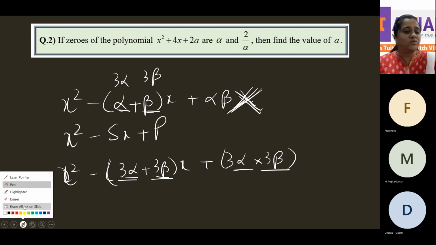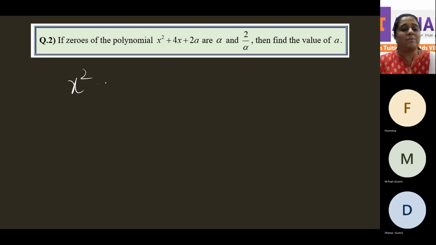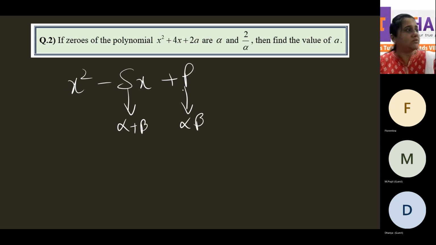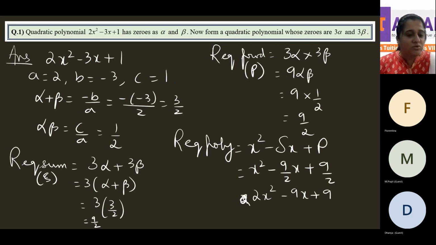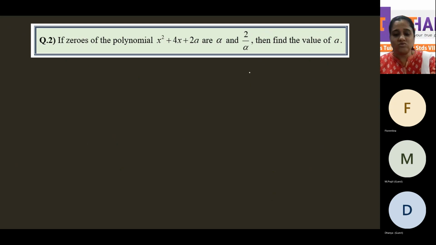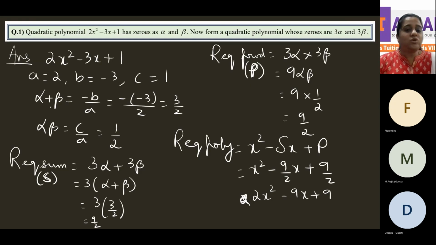So now we cannot do this for everything. So we take this one, x square minus sum of the zeros into x plus p. What is actually here? Alpha plus beta, that's the sum of the zeros. And here it is alpha beta, so product of the zeros. So this required sum is only s, this required product is p. Yes or no, children? Okay. So as always, find alpha plus beta and alpha beta.